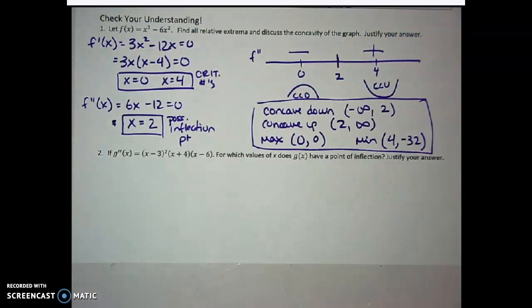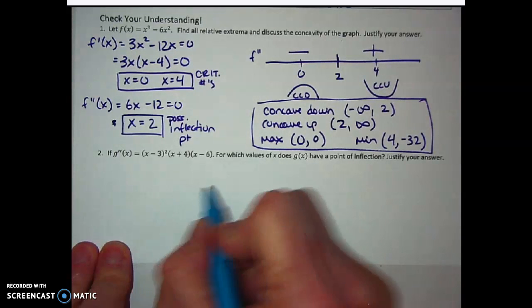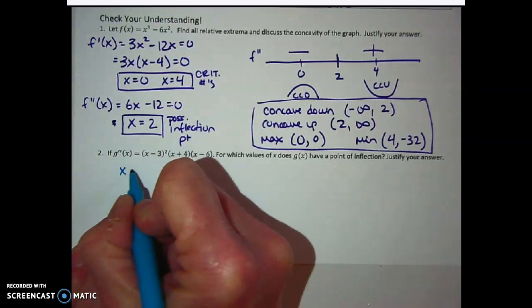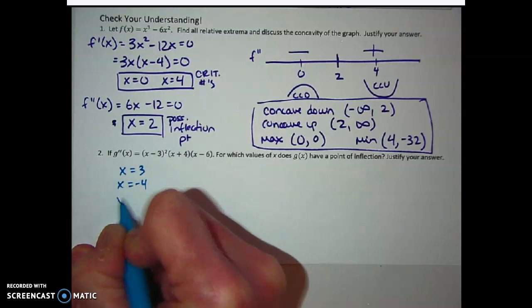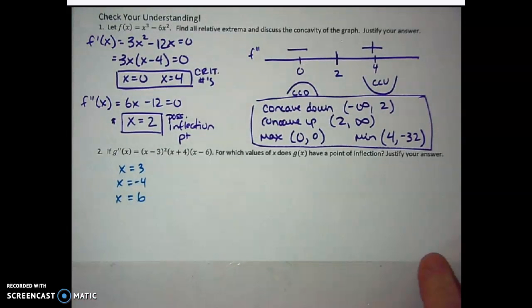Example 2, they're just giving us the second derivative, and it wants to know for which values of x does g of x have a point of inflection. So again, we're going to determine that our possible inflection points are x equals 3, x equals negative 4, and x equals 6. Go ahead and make a labeled sign chart.